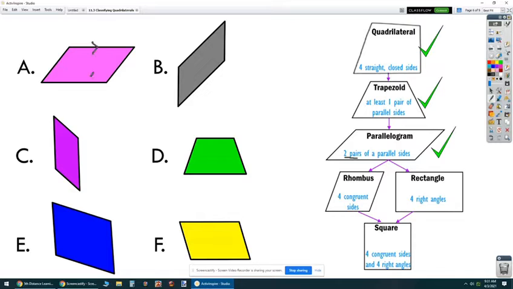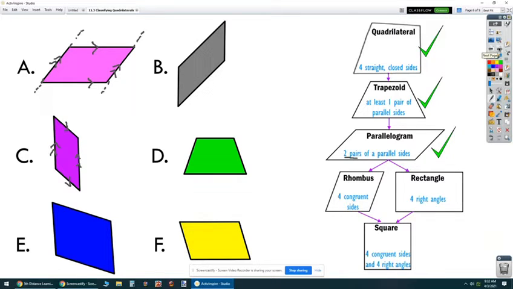Let's look at A. The top side and the bottom side of A, those are parallel. They're never going to cross, never going to intersect. But also the left side over here and the right side, those are also parallel, right? Even if they went all the way down, they would never cross. Or they went all the way up, those are never going to cross either. So that has 2 pairs of parallel sides. Same thing here with C, right? The top and bottom sides of C are parallel, and the left side and the right side of C are also parallel.